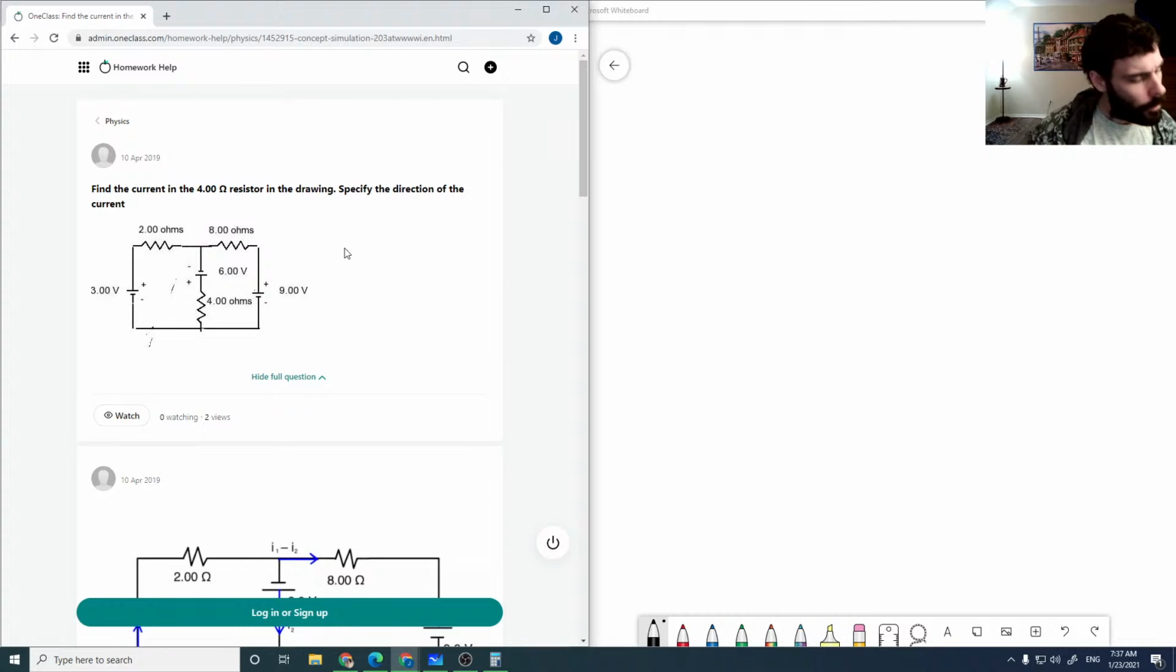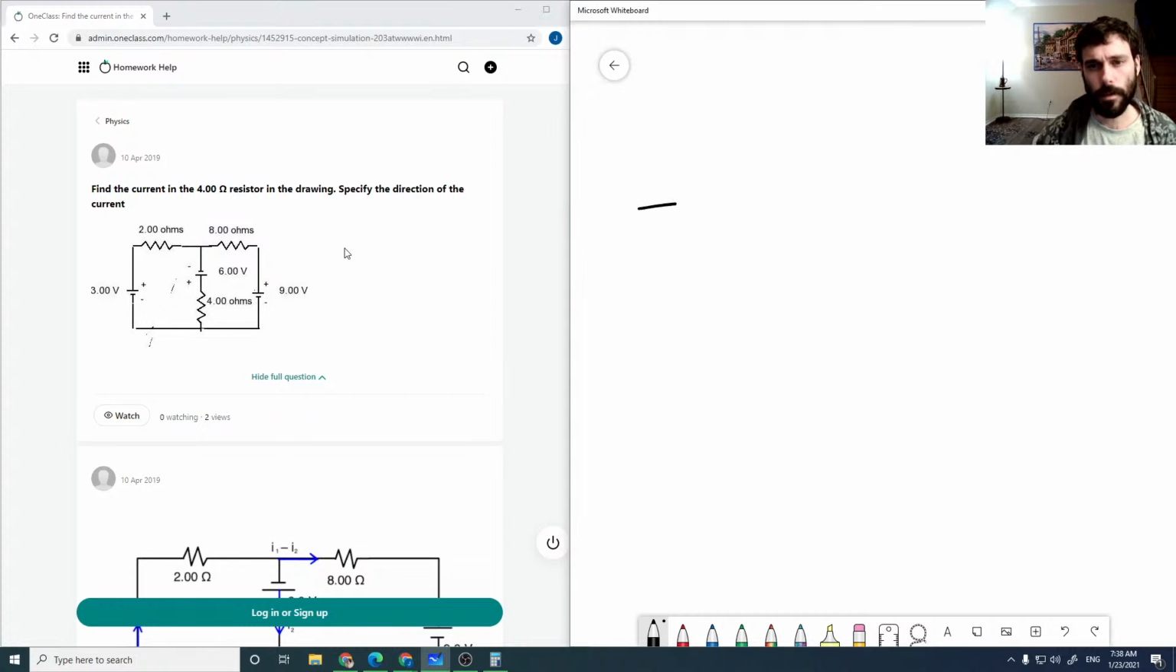Okay, so now we're asked to find the current in the 4 ohm resistor. So we've got a multiple battery situation here, and I'm going to just apply Kirchhoff's loop laws.